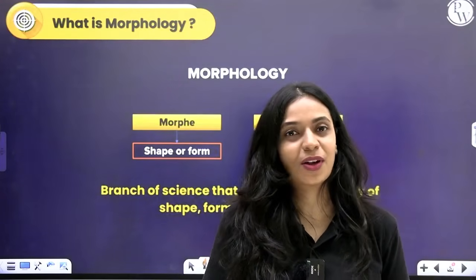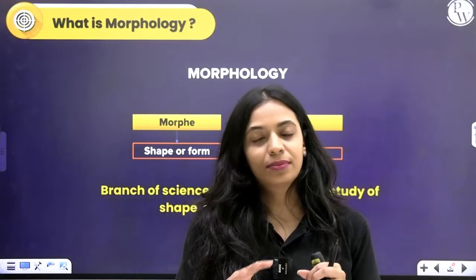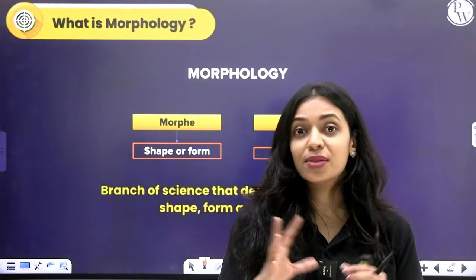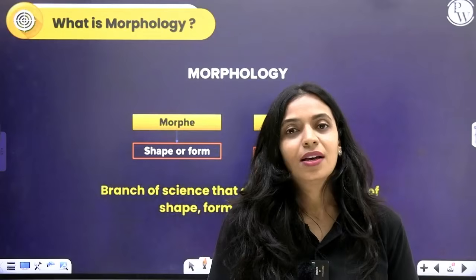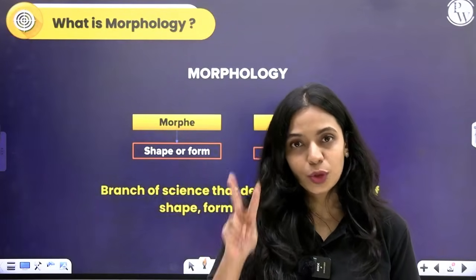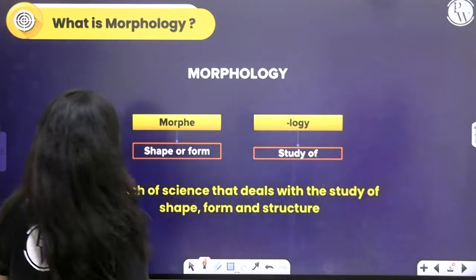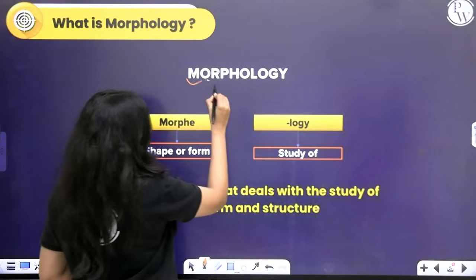What are flowering plants? Flowering plants are nothing but angiosperms. Okay. So in this chapter, we are going to learn about its morphology. What does morphology mean? Morphology is a branch of biology. Morphology is derived from 2 words, morphe and logos or logy. Morphe means shape or form.